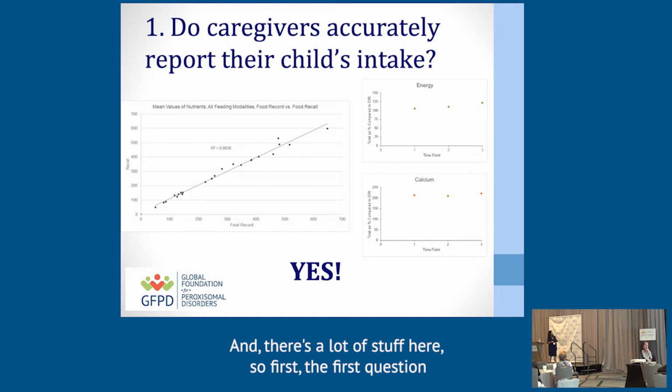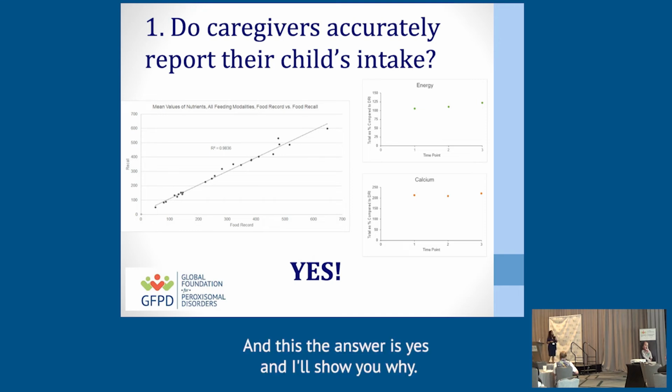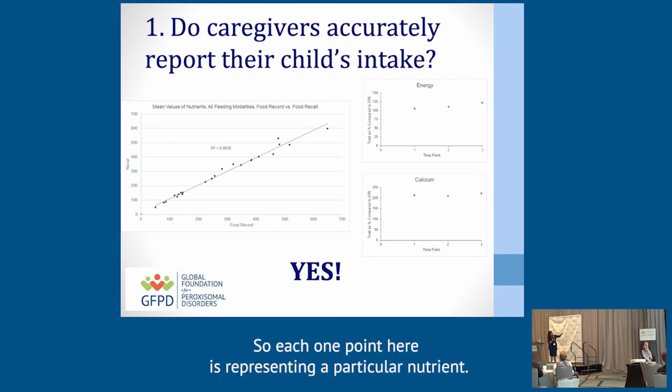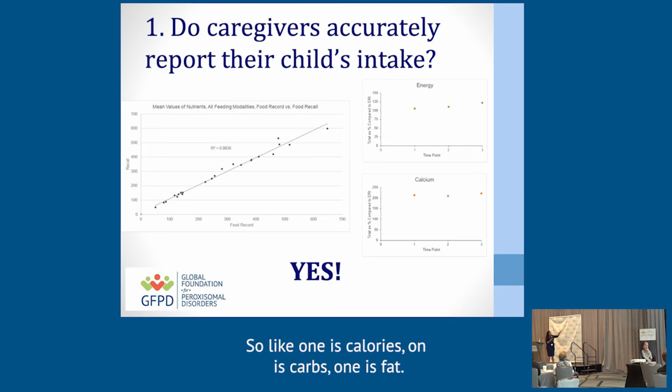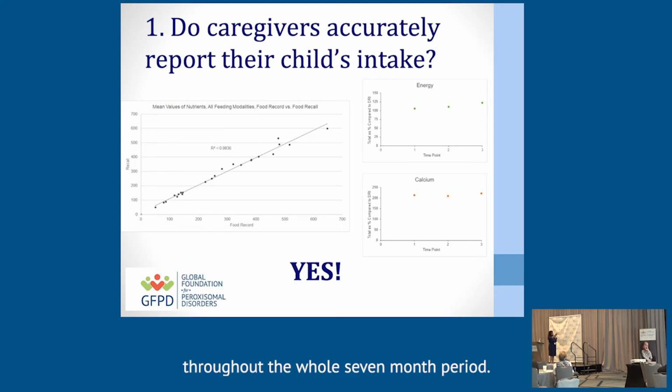And there's a lot of stuff here. So the first question was, can caregivers accurately report on their child's nutrient intake? And the answer is yes, and I'll show you why. So in this first slide, each point represents a particular nutrient. So it's an average of all nutrients. Like one is calories, one is carbs, one is fat, and we looked at the average of all of these reports throughout the whole 7-month period.